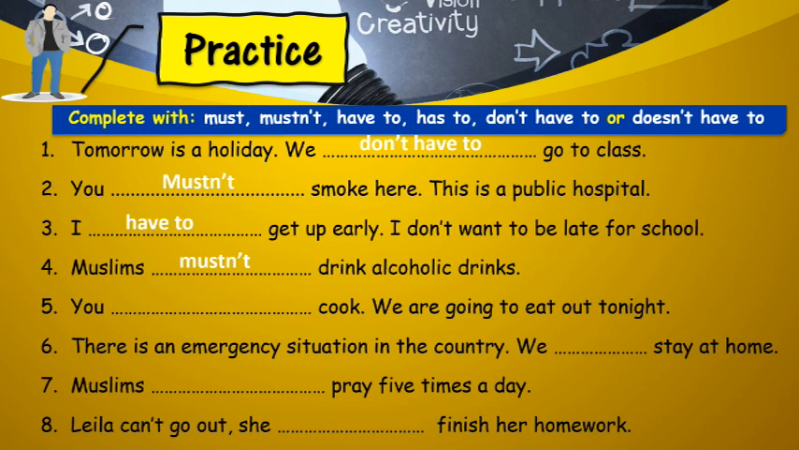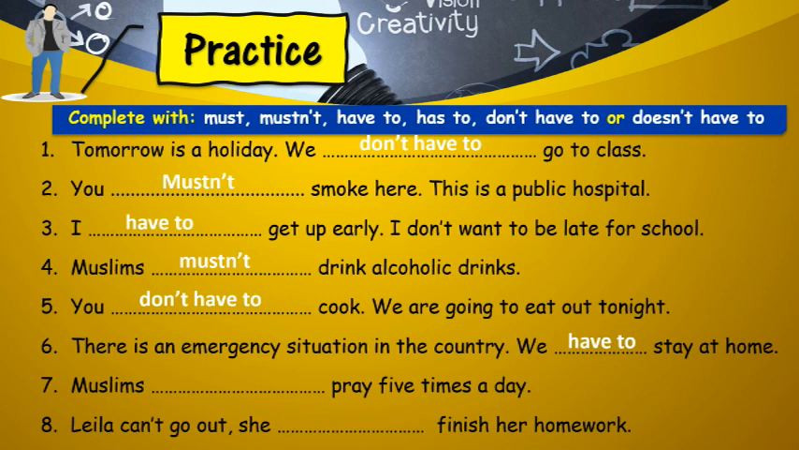Sentence 5, you cook. We are going to eat out tonight. Eat out means eat in a restaurant. So if we are going to eat in a restaurant, it's not necessary to cook. So the right modal verb will be you don't have to cook. Sentence 6, there is an emergency situation in the country. We stay at home. Because there's an emergency situation in Morocco or in the country, we must stay at home, or we have to stay at home. Both are correct.